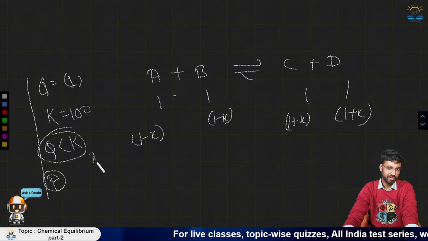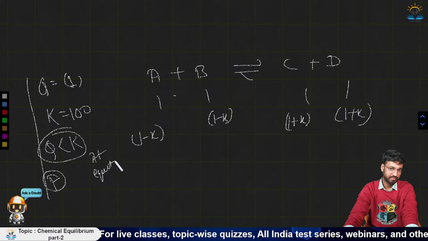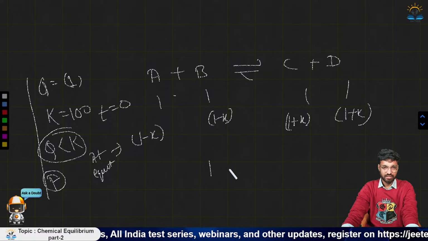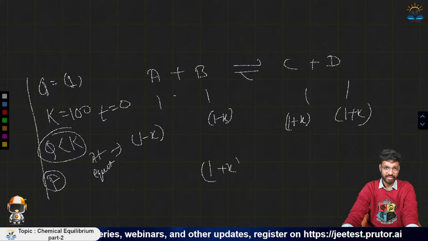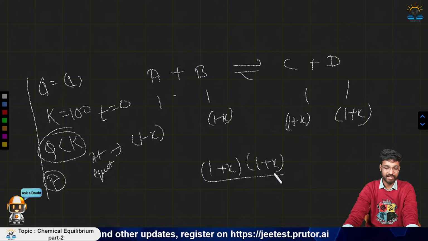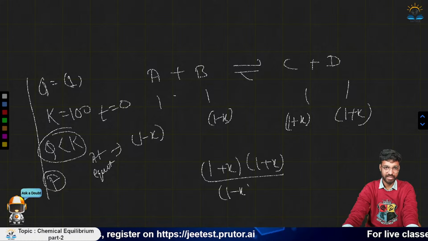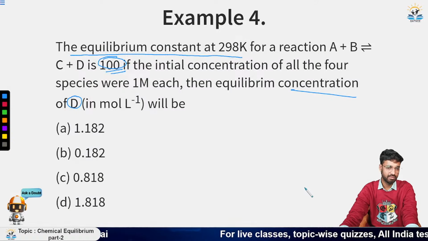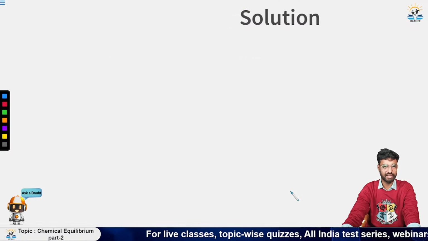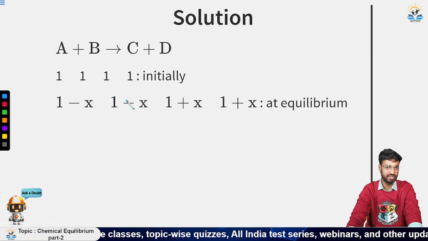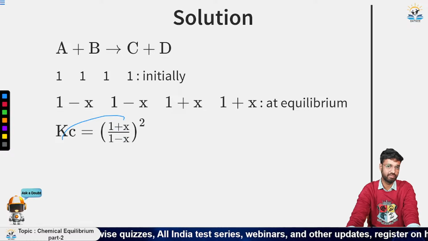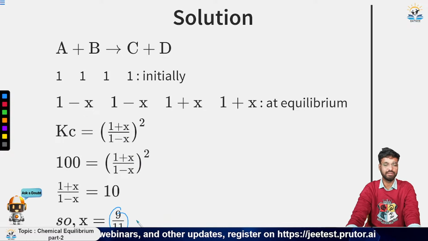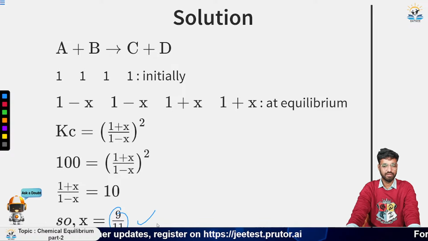Let us say that it is at equilibrium, and this is the condition at t equals 0. How do we write the equilibrium constant formula? It will be 1 plus x into 1 plus x, that is products, over reactants, 1 minus x and 1 minus x, and this value is given as 100. We find this using the formula I have given. Initially, and then 1 minus x and 1 plus x. We put in the value and we get 9 by 11. So this is the final answer.